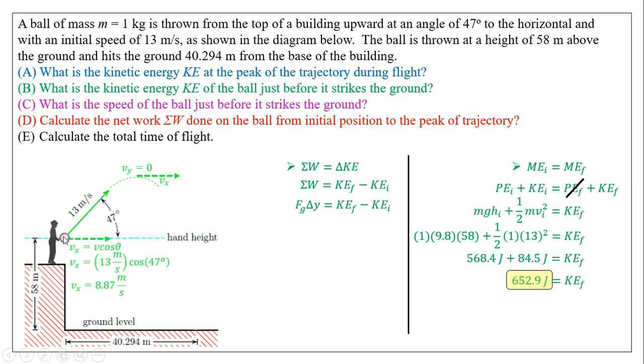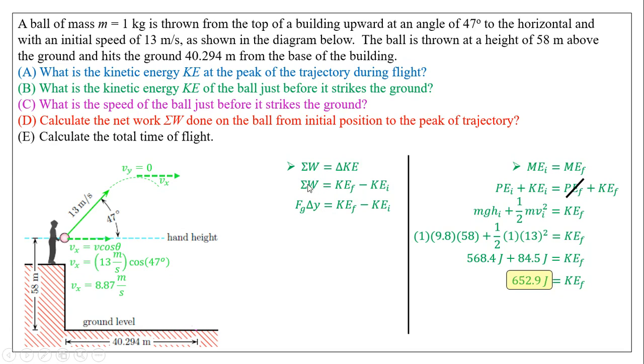The moment it leaves the person's hand, the only force acting on the ball is in the vertical direction, which is F of G. And it's going to rise and it's going to come down. While it goes across, there is no force acting on it in the x direction. So there's no work done in the x direction. There's only work done in the y direction because there's a force and there's also a displacement. So it went up and came down.